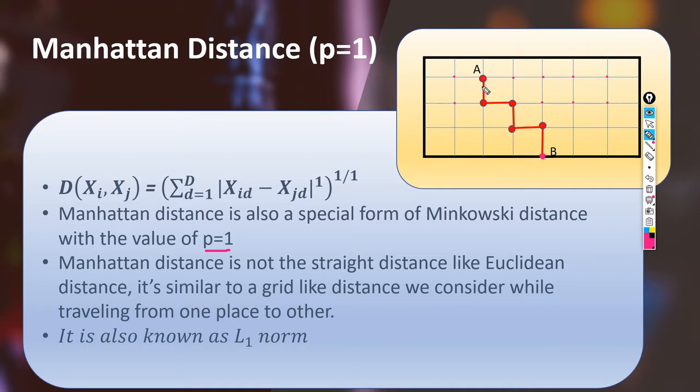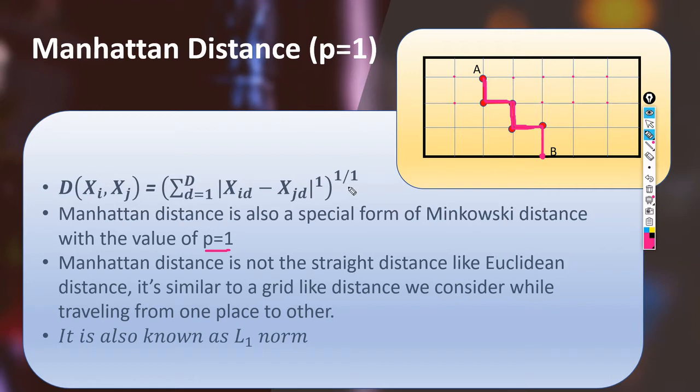If there are no roads in between, you cannot go directly in a straight line, because there would be some other houses, some other apartments there. It's not always possible to have a road which covers the exact straight line distance from point A to point B. So we have to go through some grid path. This particular distance is called the Manhattan distance, or sometimes city block distance.